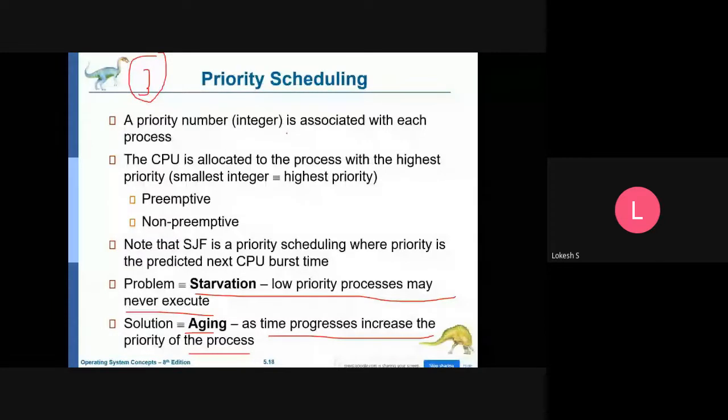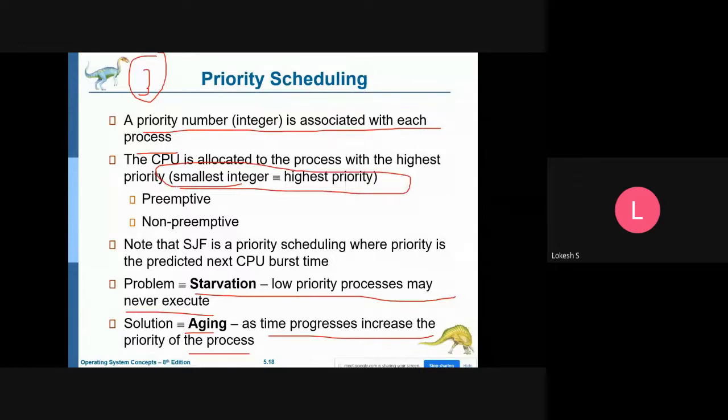So priority and number are associated with each other. The smallest integer is the highest priority. 1 is the highest priority, then 2, then 3, then 4. 5 is lower priority when compared to 4, 3, 2, 1. So the first level is always the highest priority, and 4 is a lower priority here.